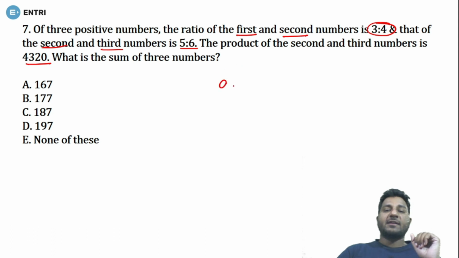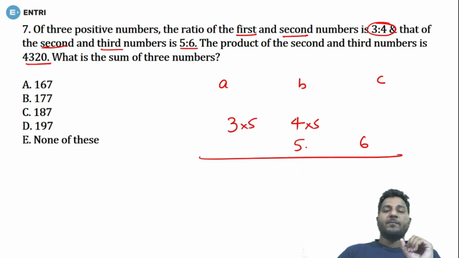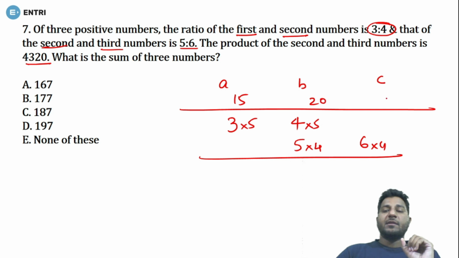So let's say that there were three numbers A, B, C. The first and second ratio is given as 3:4, and the second and third ratio is given as 5:6. Now what would you do? You will equate the second number's ratio, and that would become 15, 20, 24.